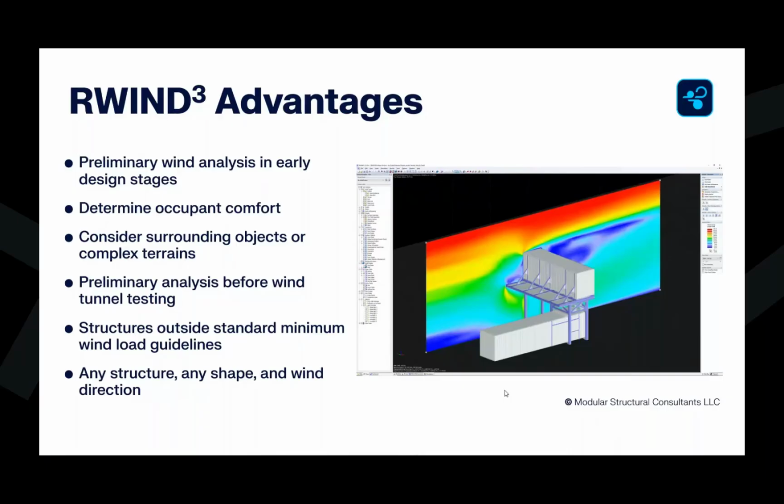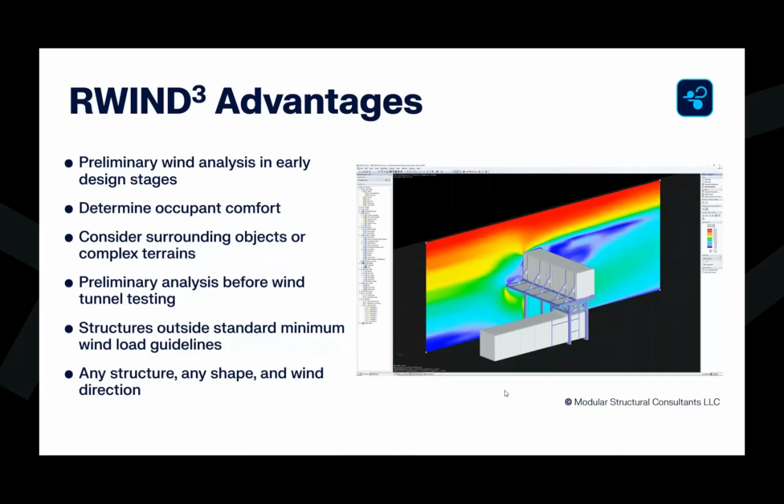We can also use this program to determine occupant comfort, or, as I mentioned on the previous slide, to consider surrounding objects or complex terrains. Now, if your project does require a true wind tunnel test, and there's no way around that, this tool can also be used. You can put your structure into this numerical wind tunnel and adjust the design before spending the time and money to carry out the true wind tunnel test, so you can make those modifications very early on.